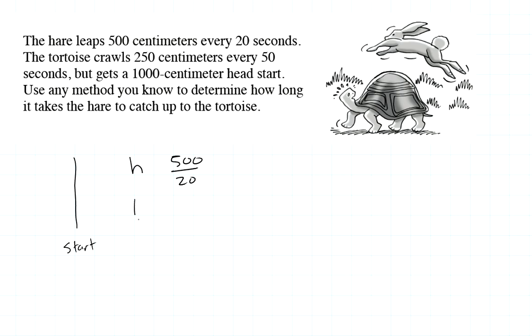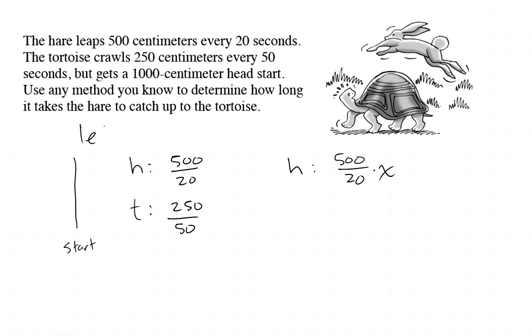I could do the same thing for the tortoise. The tortoise has a rate that is 250 centimeters every 50 seconds. And if I think about their distance from the starting line, at any amount of time x, I'll say x is time, the hare will be 500 over 20 times x. So the hare will be 500 over 20 times x.